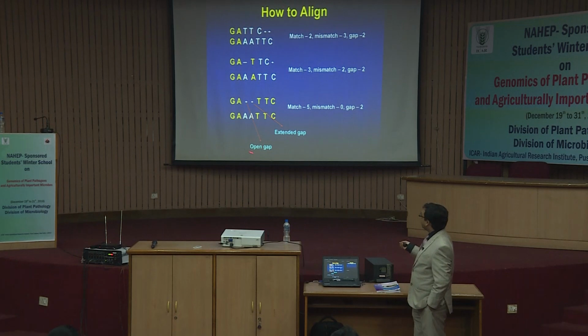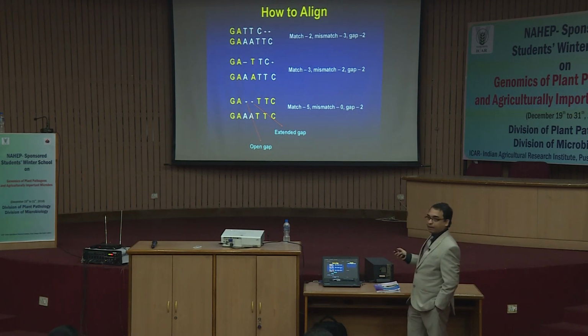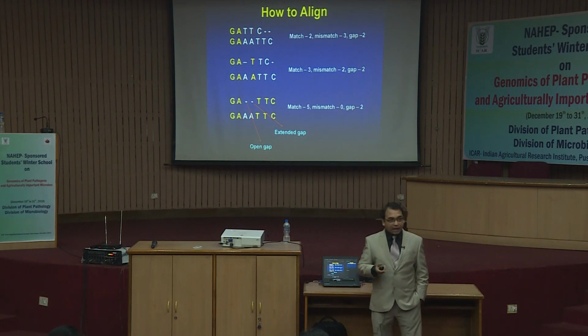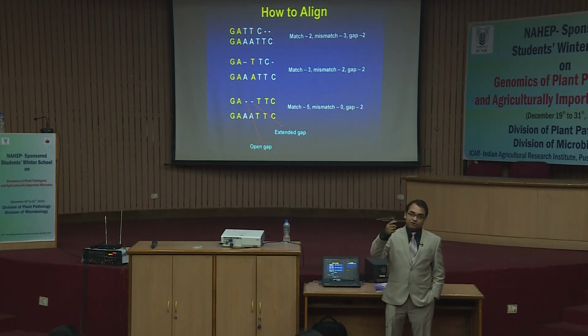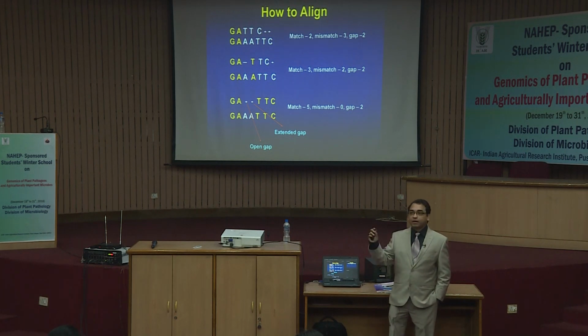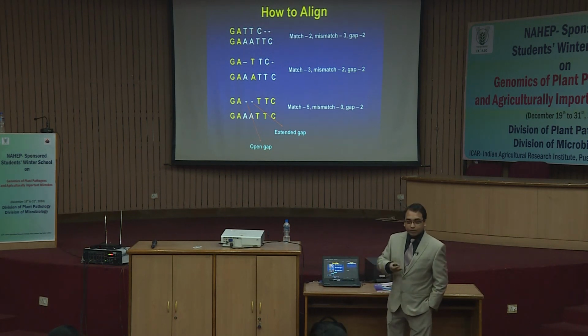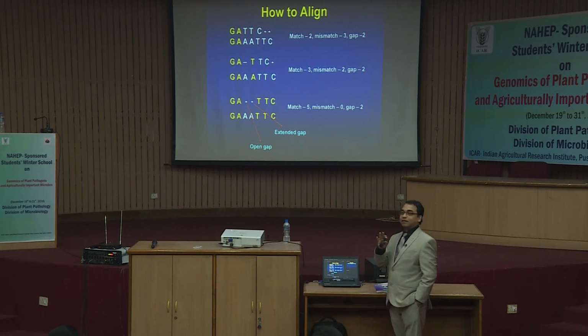So, this is called open gap penalty. When you open a gap, that is called open gap, and when you extend that gap with another gap, that is called extended gap penalty. So, if anybody has done sequence alignment, you will see that it is written how much the open gap penalty was and how much the extended gap penalty was. That means to do the proper alignment, you have to give some penalty, and then the correct alignment and the score value will come.